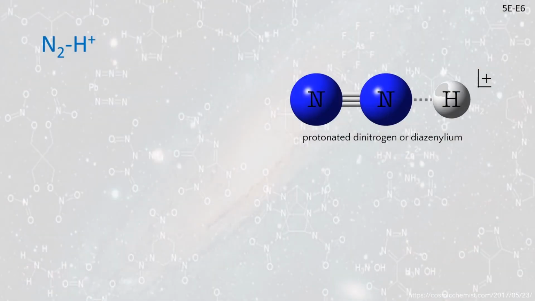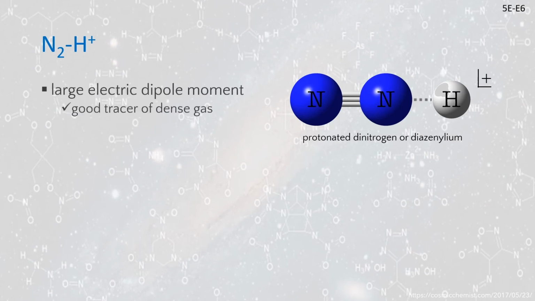The protonated dinitrogen is one of the first ions in the interstellar medium. Due to its large electric dipole moment, it is considered to be a good tracer of dense gases. It is also used as a molecular probe to indirectly determine the abundance of nitrogen-containing molecules.